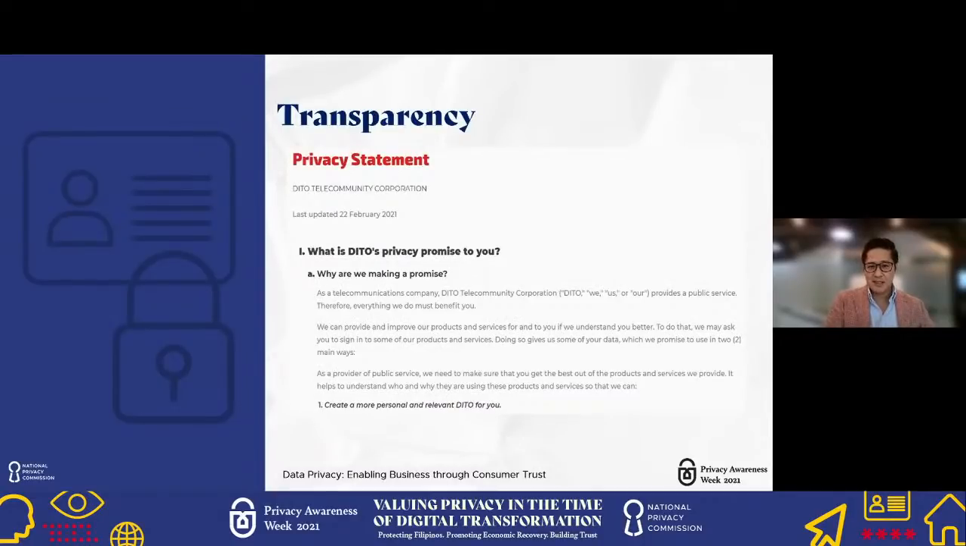And even in regard to our privacy statements, we adhere to the DPA's pillars on transparency. One of the things I personally participated in was crafting the data privacy statements. We tried to make them as simple as we could, and we also had DITO's privacy promise to our consumers, because we know that we provide a public service, and it is incumbent upon us to protect the information that we get from our subscribers. Maybe we can move on to the next slide.